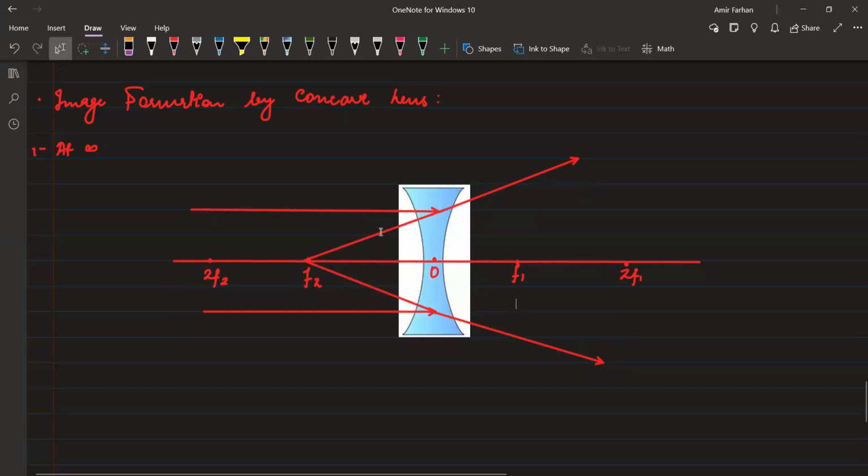As you can see, this will be a dash line. Always remember, mark them in your copies that this will be a dash line, because I don't have a dash line in the option, so that's why I'm drawing with the normal line. As you can see, when extending in the backward direction, the image formed is virtual and highly diminished. Yes or no? Because it is basically forming at focus.